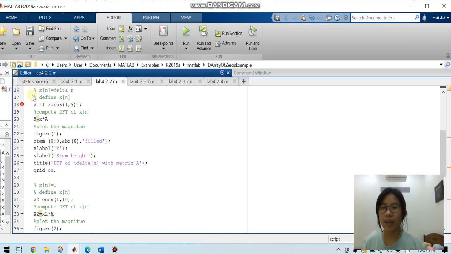To compute x[n] equal to delta[n], this code x equal to in bracket 1 zeros in bracket 1 comma 9 is defined, which means only the first value of x[n] remains 1, and it returns a 1 by 9 matrix of zeros. The answer will be multiplied with A and we will get a capital X, which we will use in plotting the magnitude.